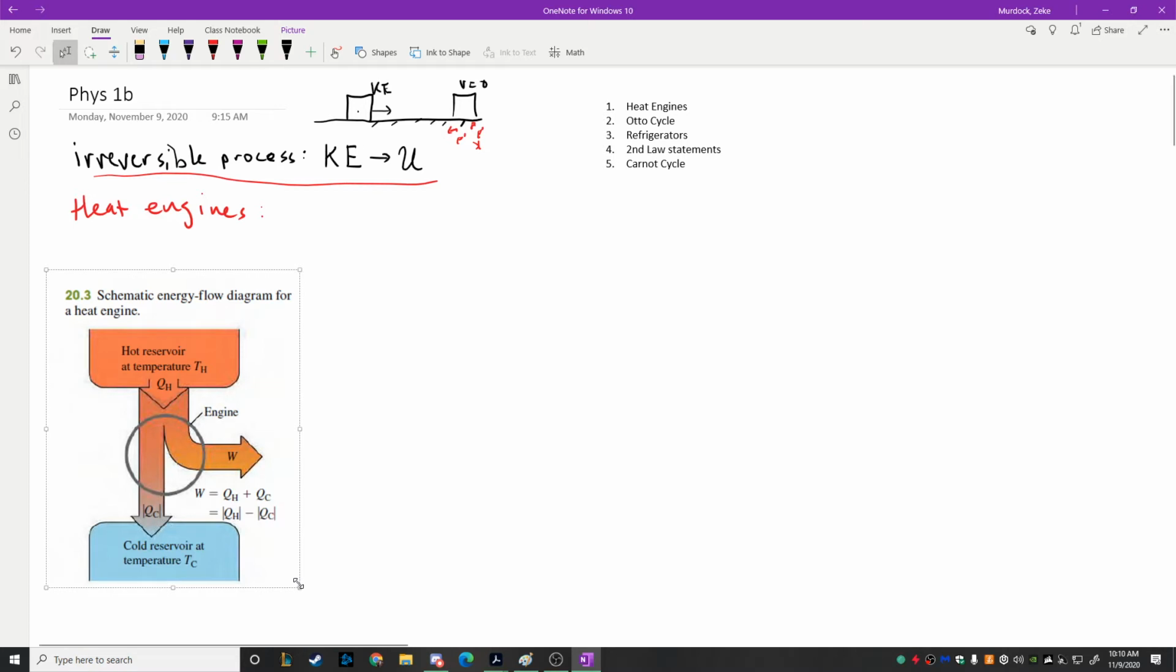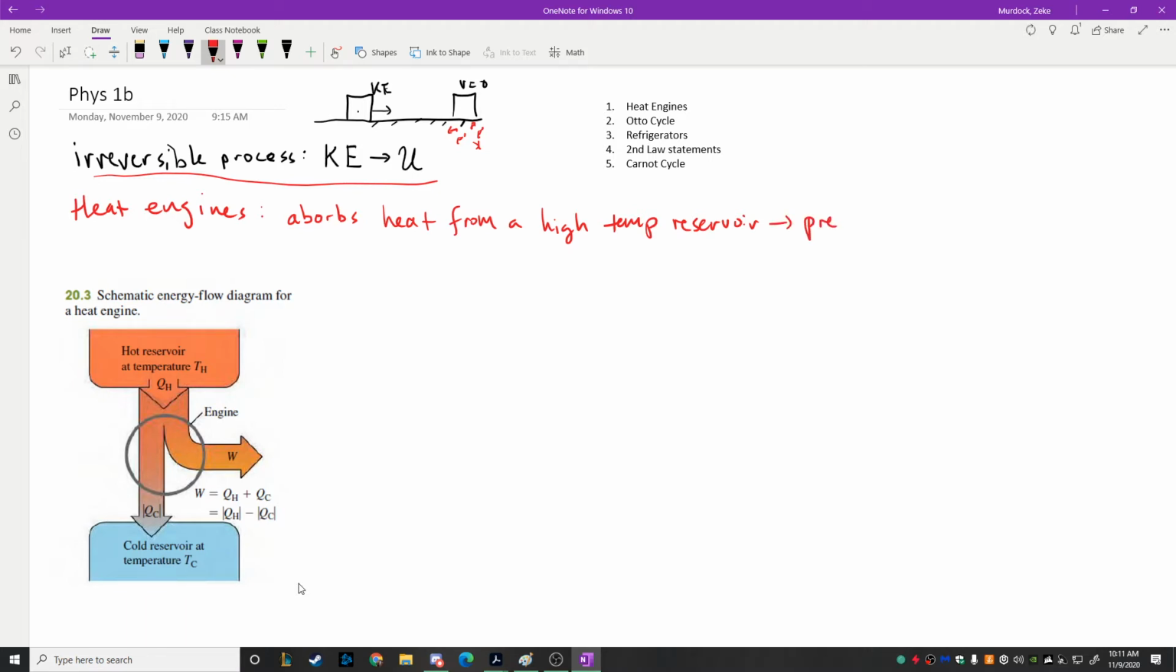One of the things we want to say about a heat engine is that, in general, what it does is it absorbs heat from a high temperature object, usually a high temperature reservoir, something that provides heat. It then uses that heat to perform work. And then it expels waste heat at the end of the process.